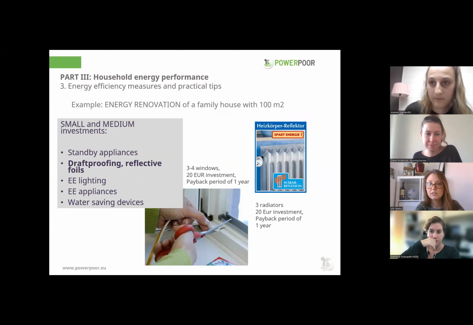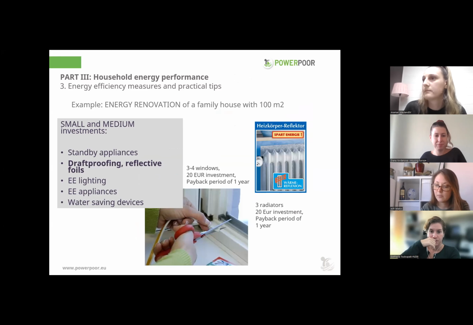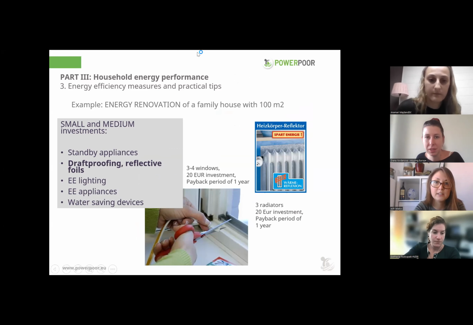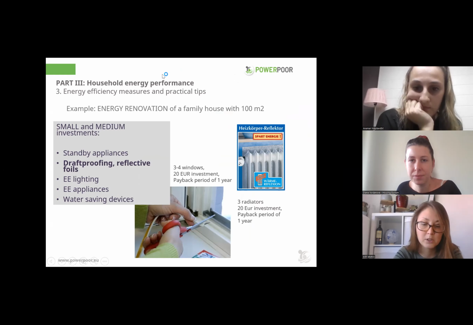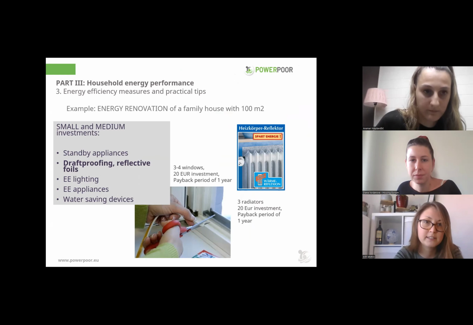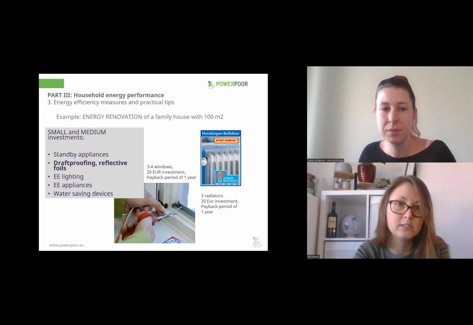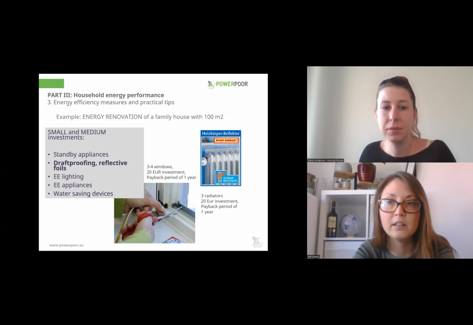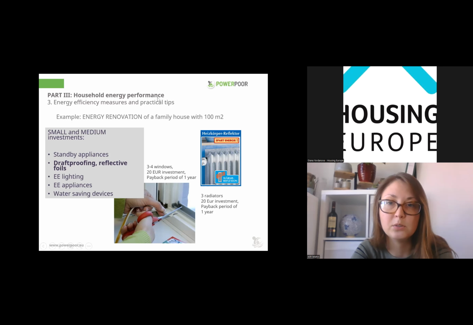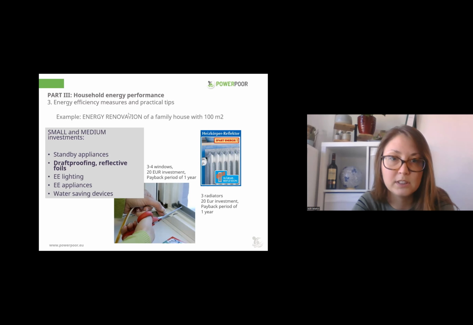Yes, so I will continue with some best practices that the two other speakers already started with a little bit, and I will just go forward on other aspects. To continue, I will present you some practical tips on how you can save energy.